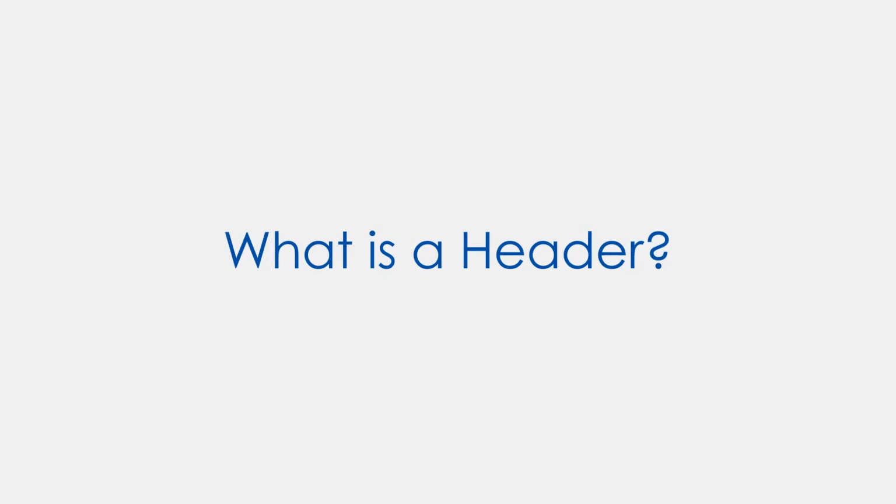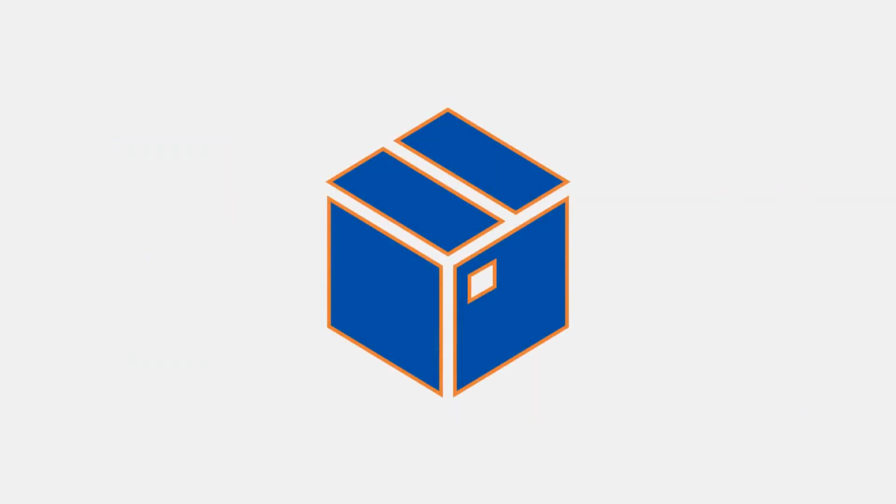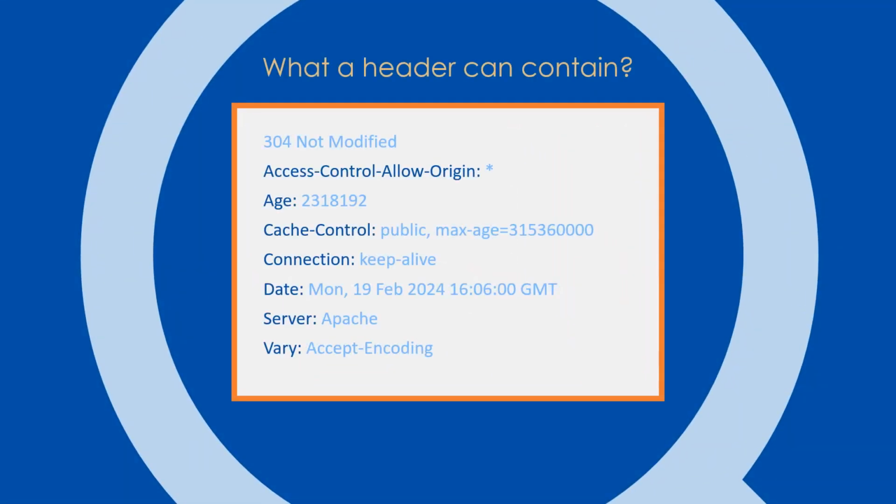The header is part of a message that can and should be understood by the protocol stack. All the information that the payload should not contain goes to the header. Let's continue with the parcel truck example. In that example, the header would be the etiquette on the parcel. This is what an HTTP header can look like.